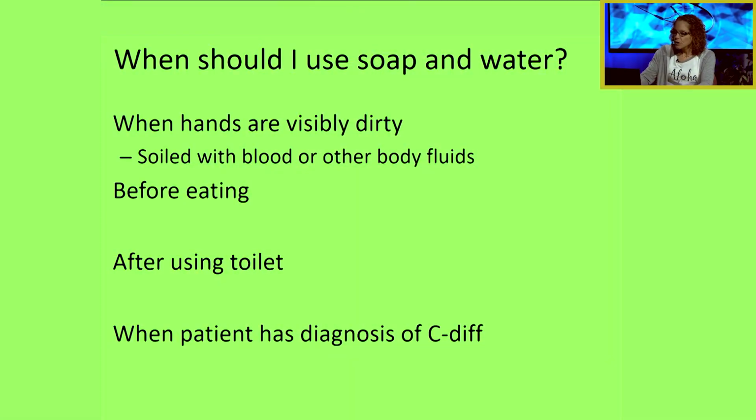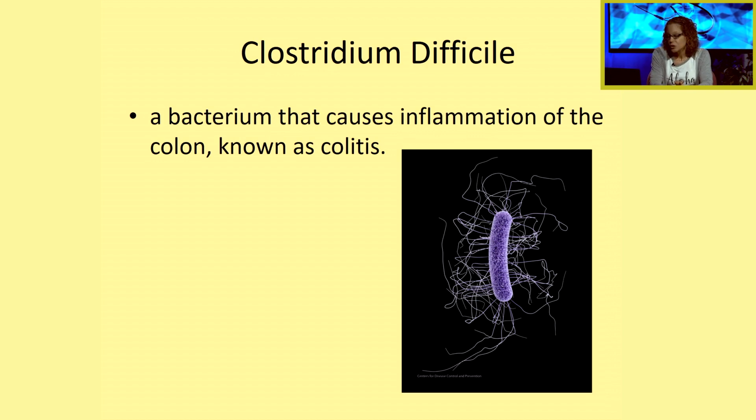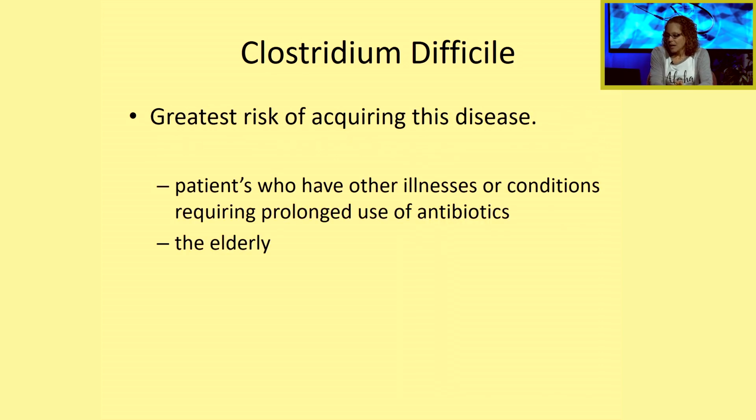Okay. So we said we were going to talk a little bit about Clostridium difficile. This is a bacterium that causes inflammation of the colon, also known as colitis. And the people who are at greatest risk for acquiring C. diff are patients who have other illnesses or conditions that require prolonged use of antibiotics. So our elderly kupuna that we care for in long-term care are at high risk for getting a C.